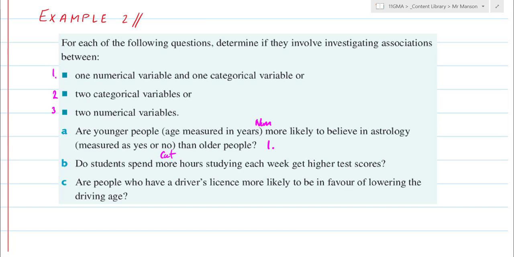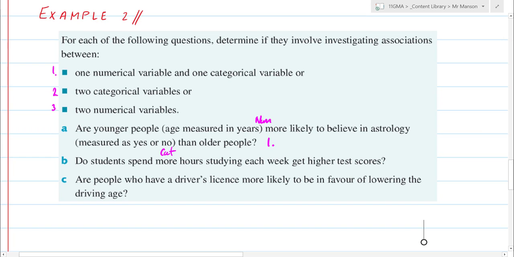Do students spend more hours studying each week to get higher test scores? So the two variables are the hours spent studying and the test scores, and they're both numerical, yeah? So that's an N and that's an N. They're both numerical, discrete against numerical continuous, but they're still type 2. That suits a scatter plot quite nicely.